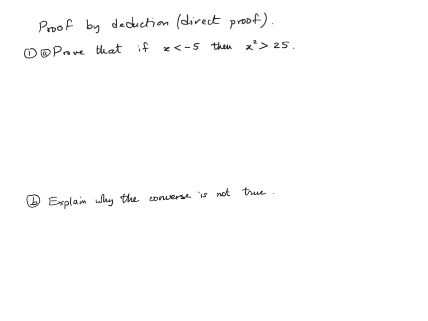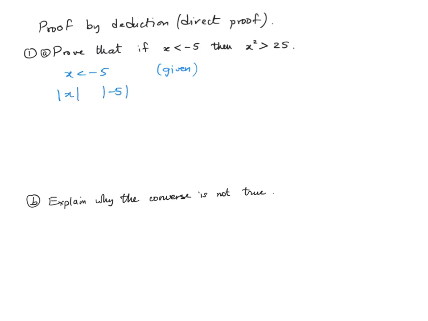So let's do an example of proof by deduction, known also as a direct proof. So we want to prove that if x is less than -5, then x squared is greater than 25. So I'm going to start with x is less than -5, and I'm going to put in brackets here given. Don't always have to have the statements and reasons, but I'm going to do it this way for the first example anyway. Now, if x is less than -5, I'm going to take the absolute value of both sides. Absolute value of x and absolute value of -5.